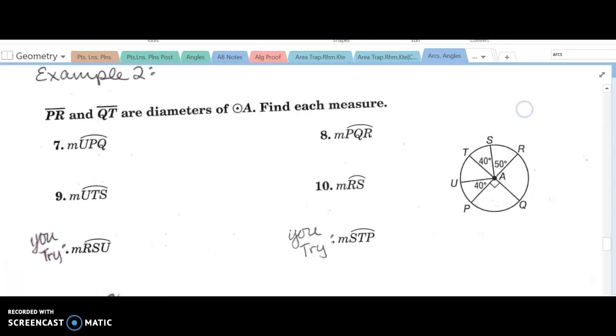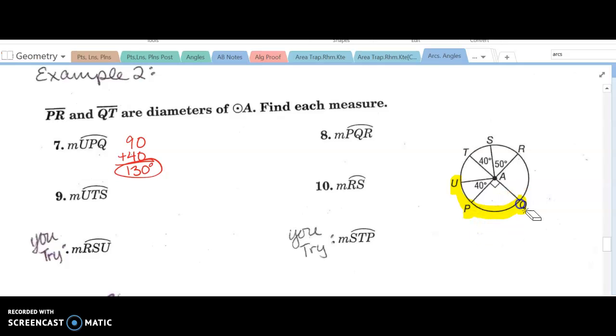All right, here we go. Example 2, PR and QT are diameters. We talked about earlier how important that is because we know that this is automatically a 180 here and here. And then also it's important to note that QT right here would also be 180 here and here. So our first one, we're just finding each measure. U to the P to the Q. So start with the U, go to the P, end at the Q. And it looks like I've got 90 and I've got 40, so I can just add those adjacent arcs together and get 130 degrees for that first one.